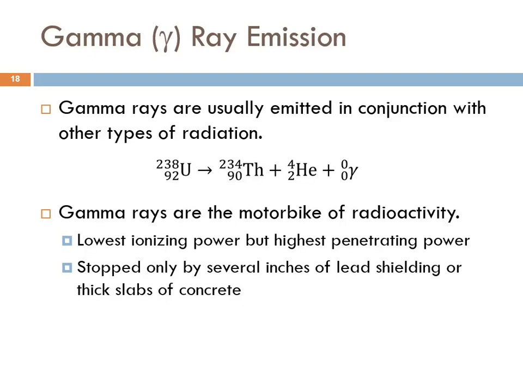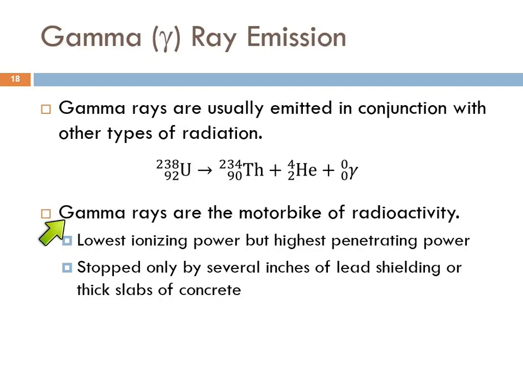Oh, yeah, right there. So here's an example. In the decay of uranium-238 to thorium-234, what's the name of this particle? Alpha particle. So we have alpha decay and gamma ray emission.